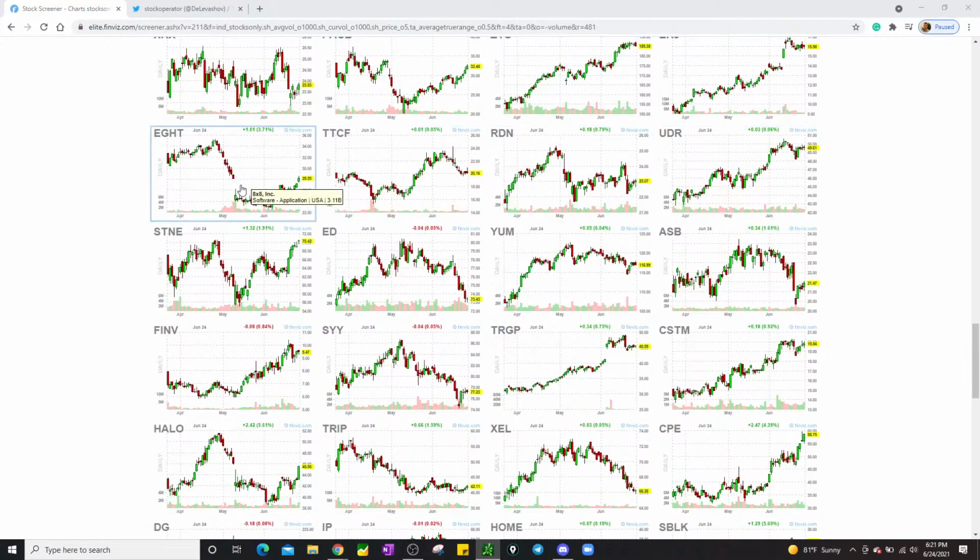So EGHT I had on a watch list for today. Look at this big boy. You got a window. You could buy it yesterday. It was on watch list. So you could buy it yesterday. And look at this. Fill the window. Beautiful. Today moved 3.7%.